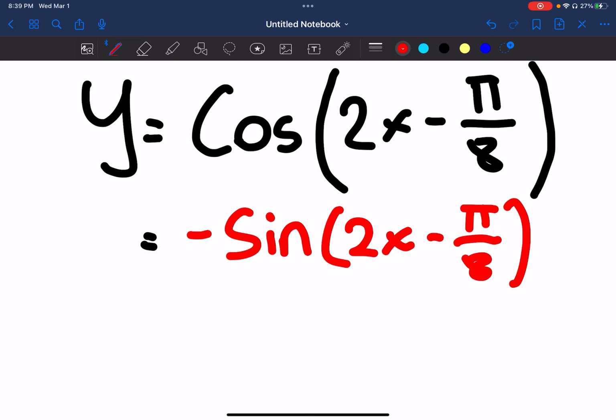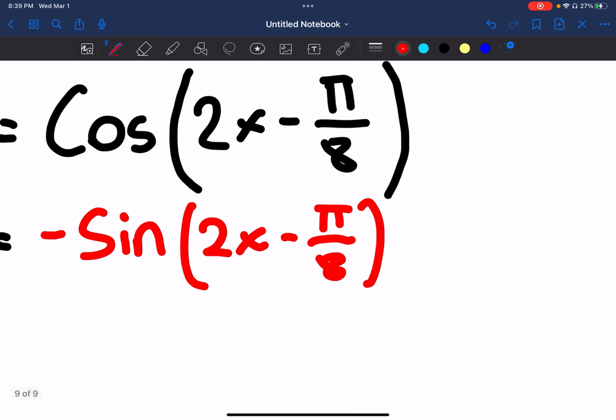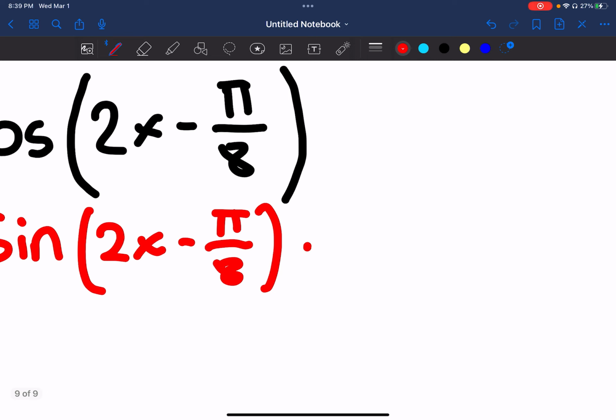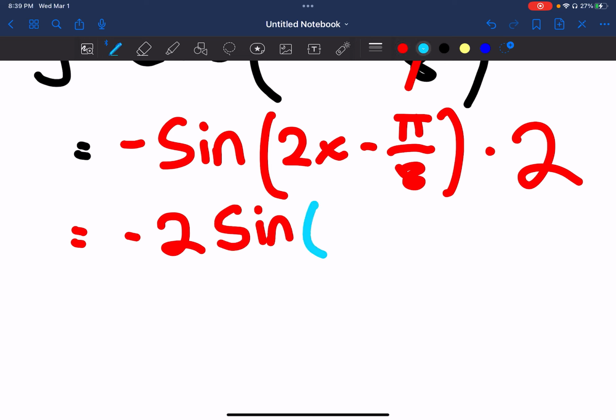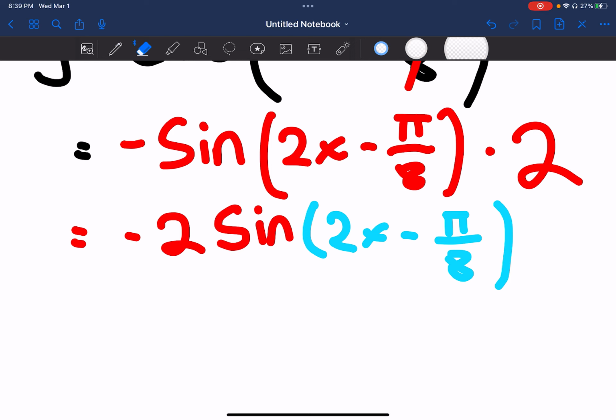And then we'll multiply it by the derivative of the parameter, the derivative of the inside, which is going to be equal to times the derivative of 2x, which is 2, so times 2, because pi over 8 cancels because it's a constant, which is equal to 0. So this will be equal to minus 2 sine of 2x minus pi over 8, right? And it's something pretty simple, right?